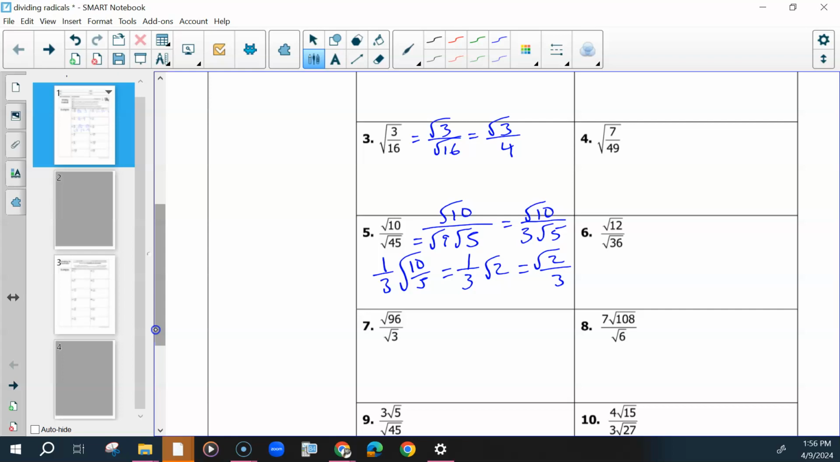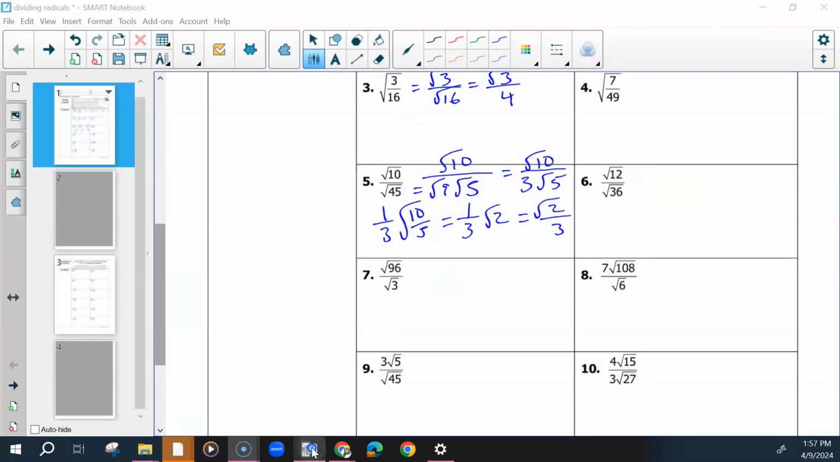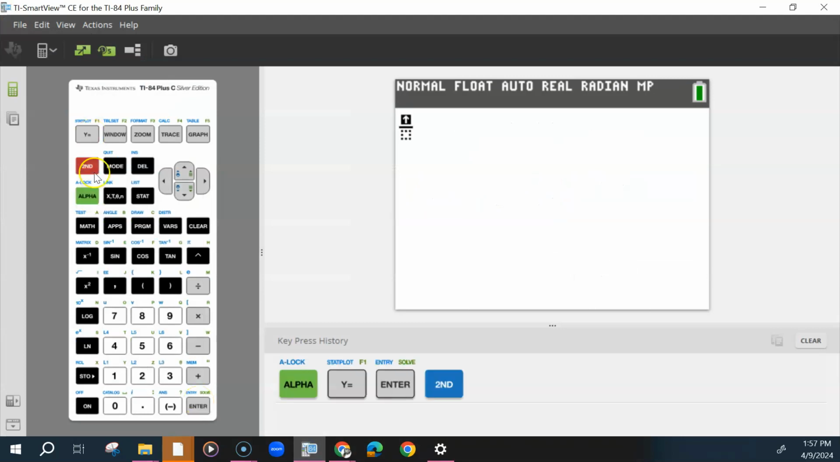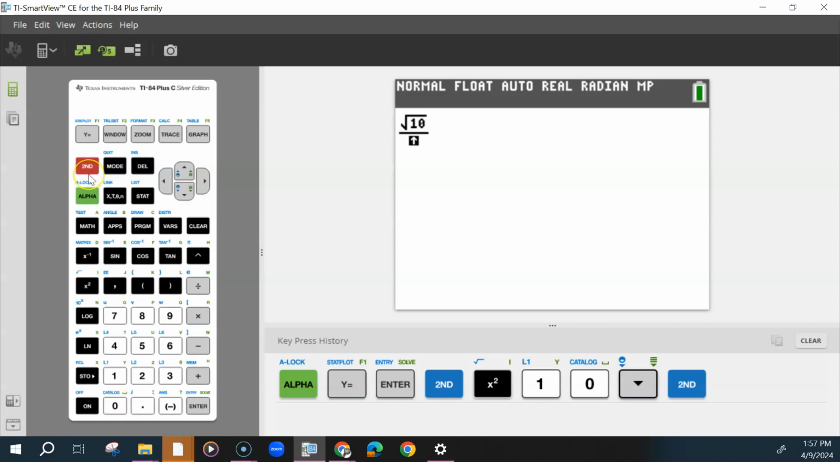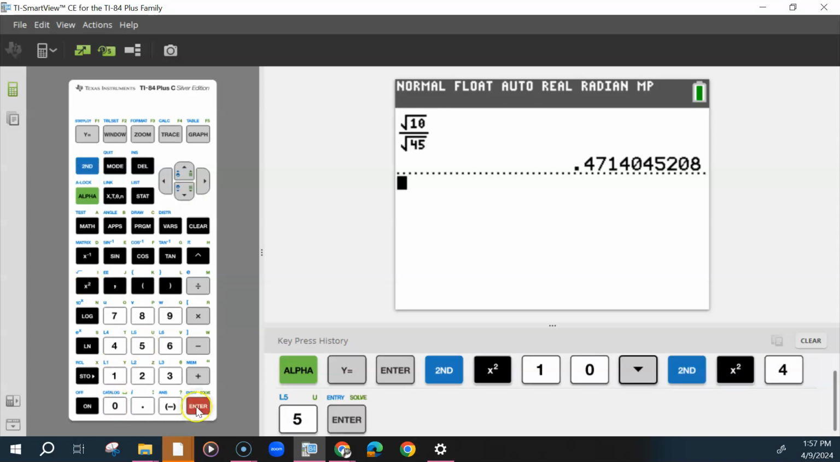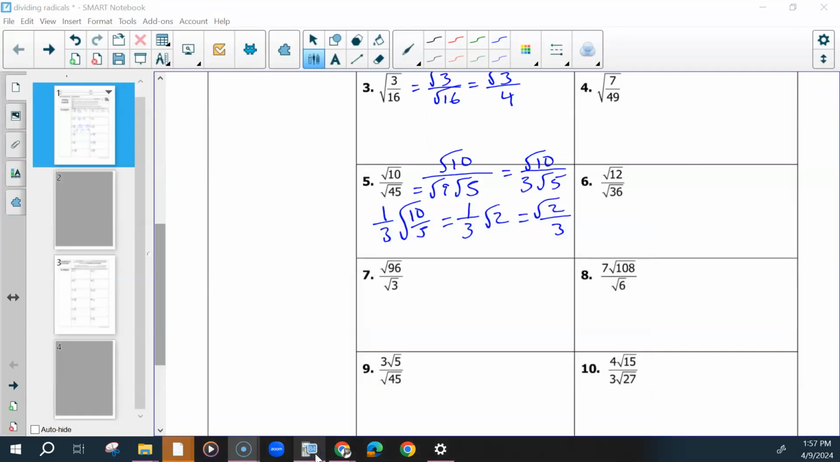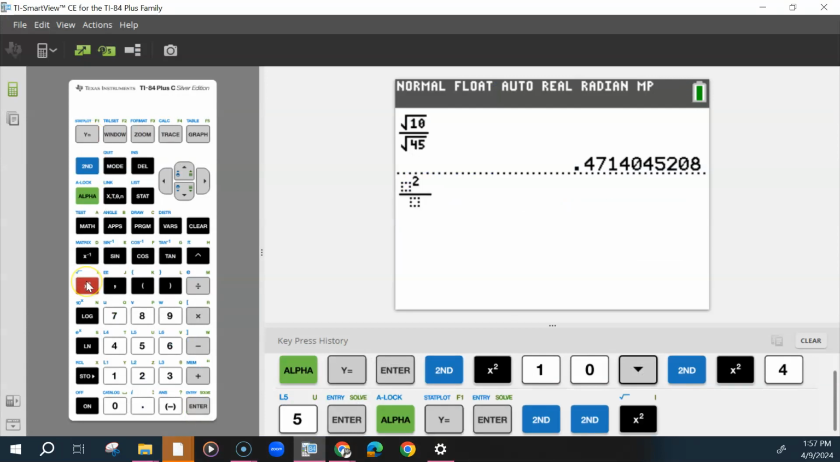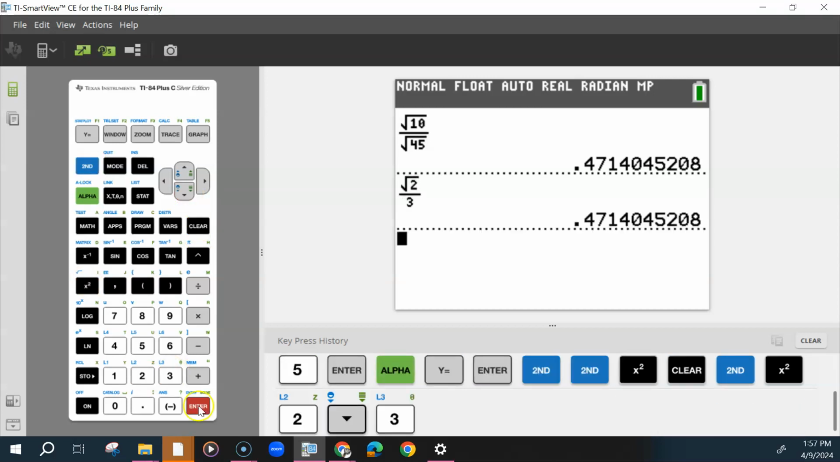And you can check any of these by putting this into the calculator. So let me pull that up really quickly. All right, so in my calculator, my problem was the square root of 10 over the square root of 45. And if I put that in, I get some decimal. It's okay that you got a decimal. You just need to make sure that whatever you get next is the same decimal. So if I put in the square root of 2 over the square root of 3, okay, I got the same thing, so I know I did that right.